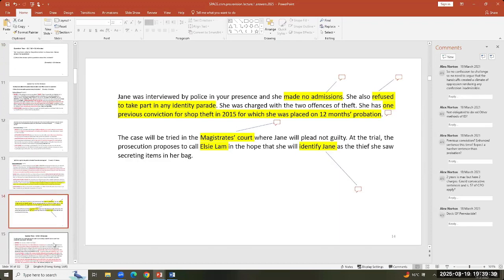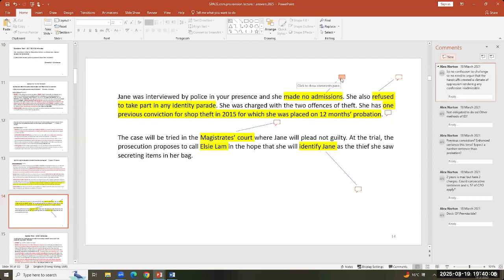And then we have Jane interviewed by the police in your presence, and she made no admissions. So what's my comment about this? So if she's making no admissions, then there's nothing for us to challenge. There's no confession that we need to challenge and argue it's inadmissible. So there's no need then to think about whether the handcuffs created a climate of oppression, right?